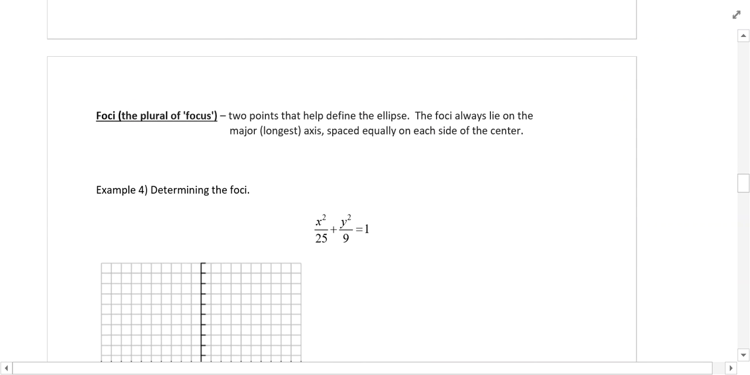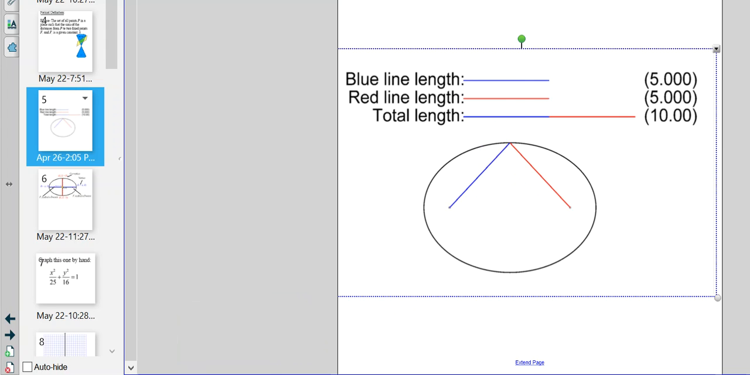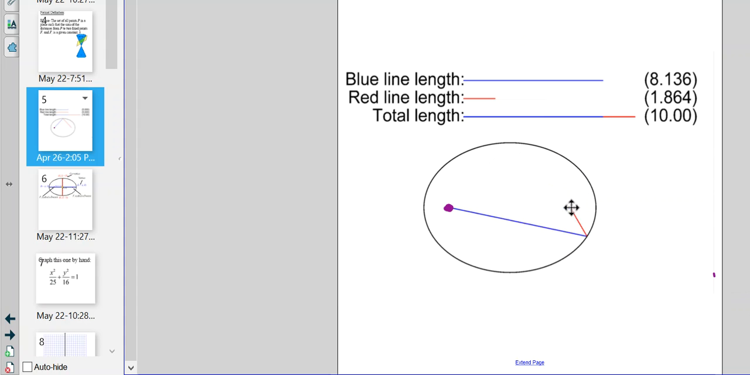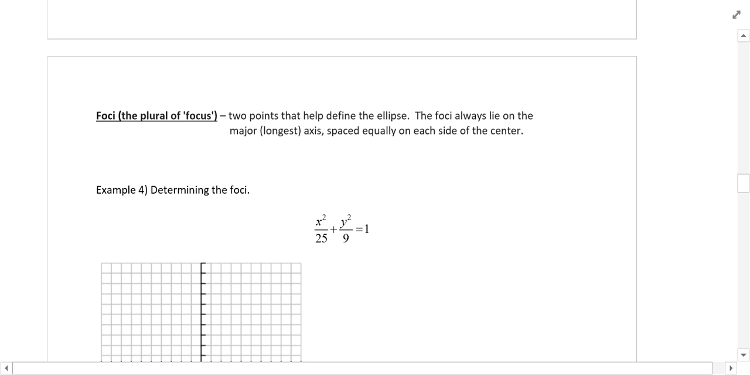Now, foci. Foci are those 2 points that help define the ellipse, and they lie on the major axis, or that longer axis, and they're equally spaced on each side. If we think back to this picture of what's happening, I don't know if I'll be able to draw it. Okay. Right here is one of our foci, and singular is focus, and here's the other one. Again, to me, they look like either Stewie Griffin's eyes or Baymax's eyes. So, back to what we're looking at.